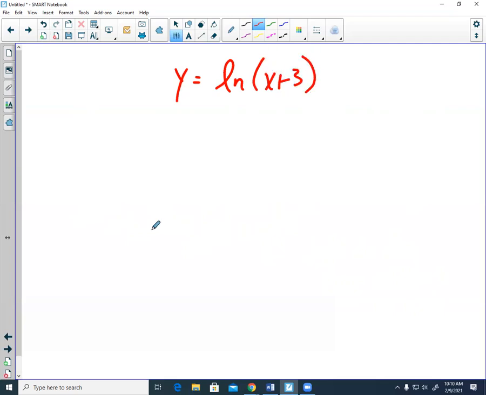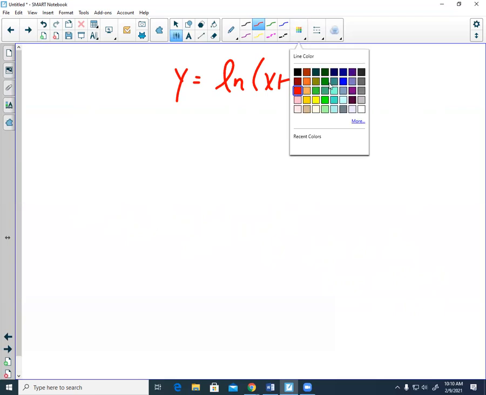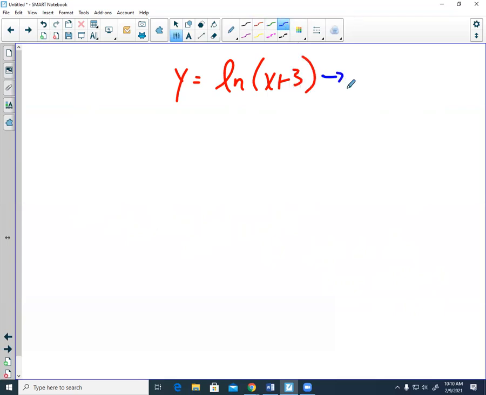Now, first off, people do not like ln, right? They don't like ln. The reason they don't like ln is because it doesn't look like log base something. If this really makes you sad, then you can write this as y equals log base e of x plus 3. If that's something you want to do, I don't care. It doesn't change anything. So if this makes you happier, do that. If it doesn't make you happy, that's fine. Okay? ln and log base e are the exact same thing.